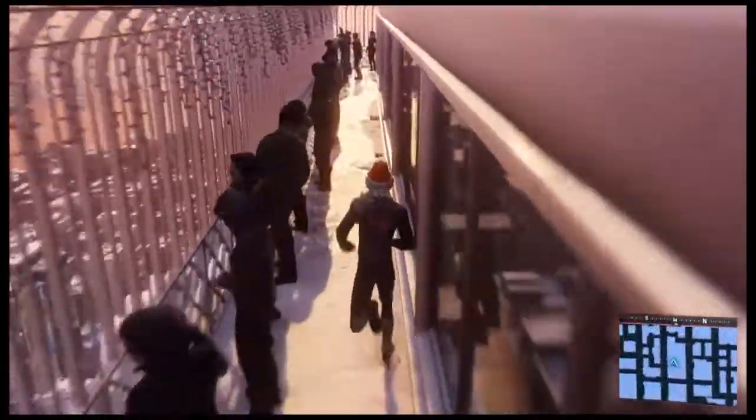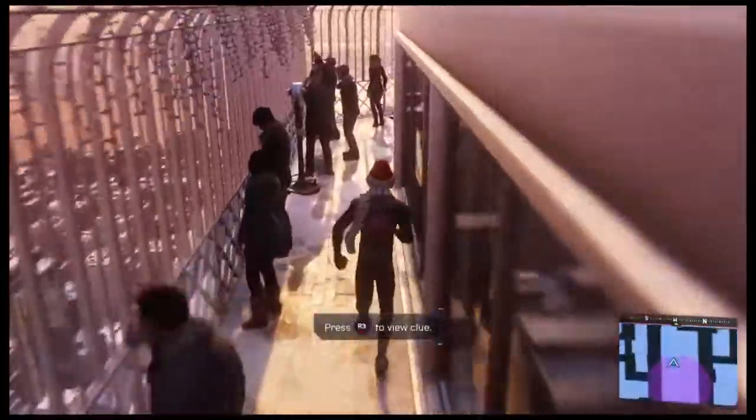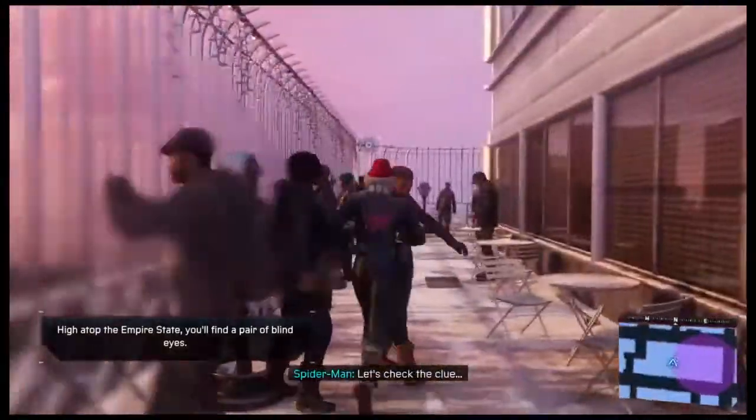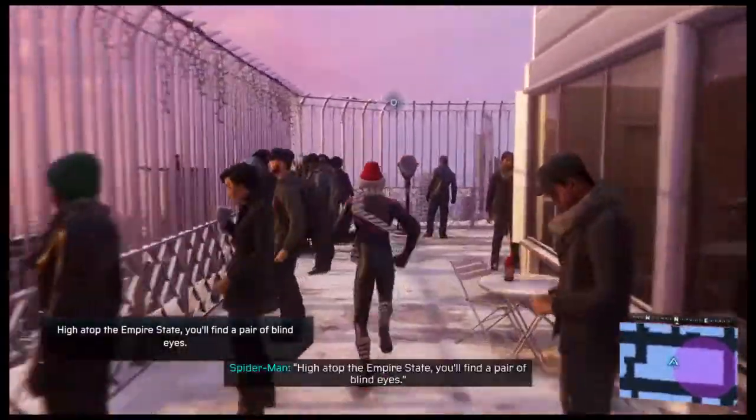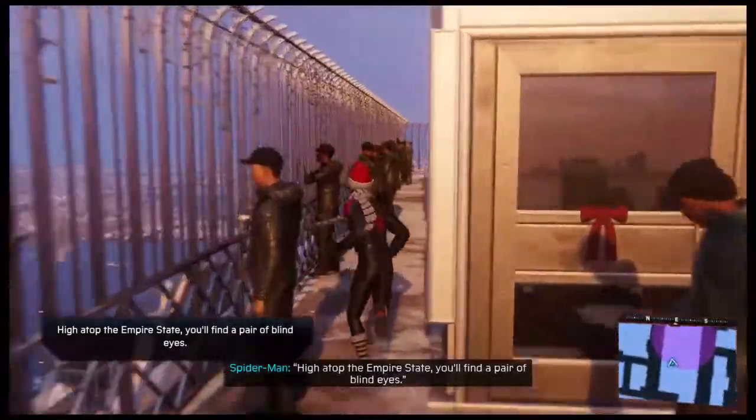Careful! Captain Dylan. Good afternoon. Empire State Building. Doing well. Let's check the clue. Looking forward to a great meeting. High atop the Empire State, you'll find a pair of blind eyes.